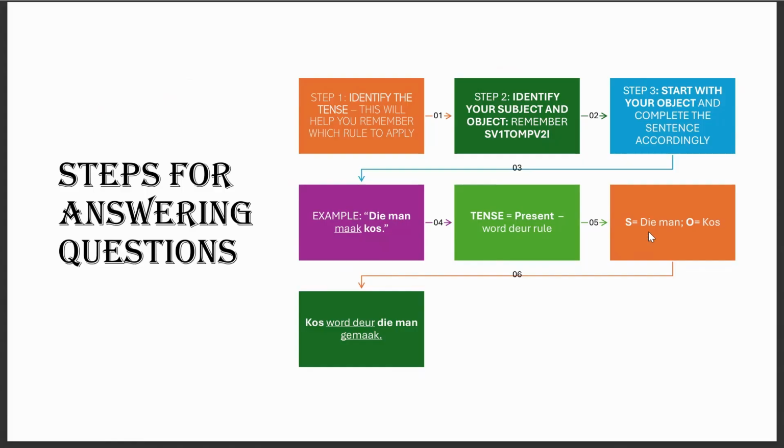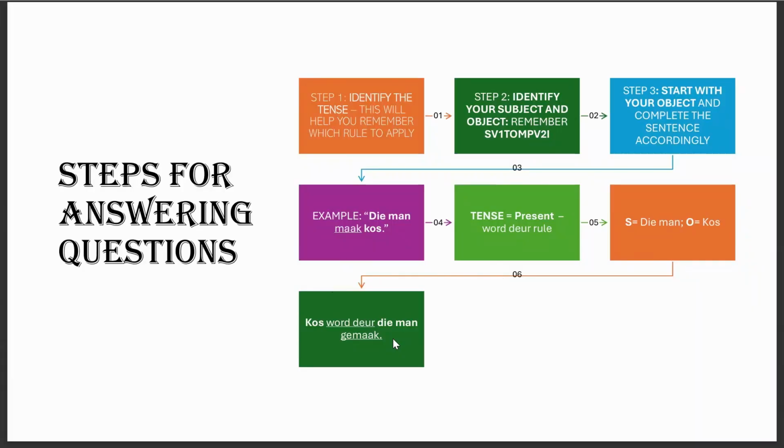Then you identify your subject and your object. In the sentence, our subject is die man and the object is kos. So we've identified the tense, which means we've now identified the rule. Now we've identified the subject and then we identify the object. Then we can move to doing the sentence. So how does it change? Kos word deur die man gemaak.